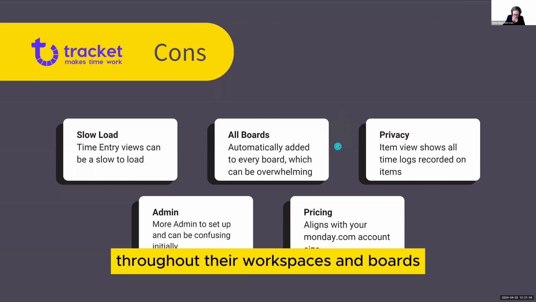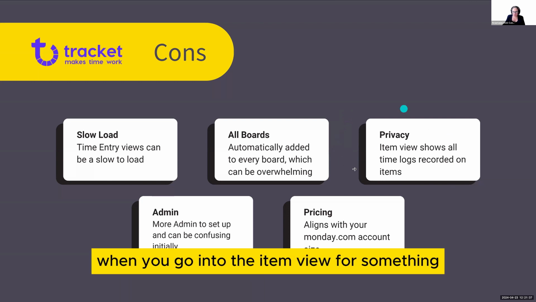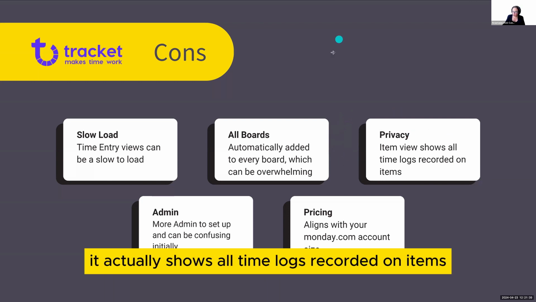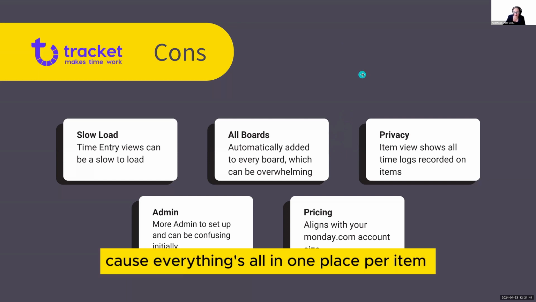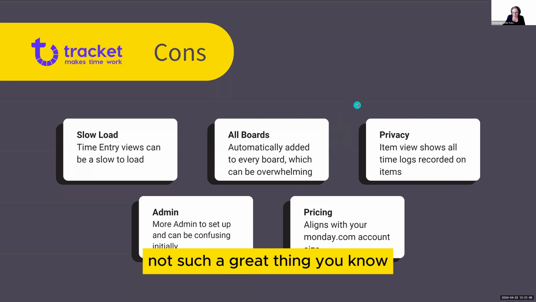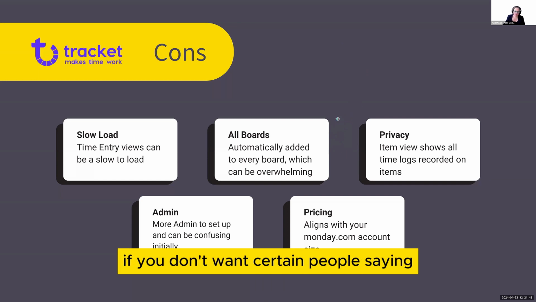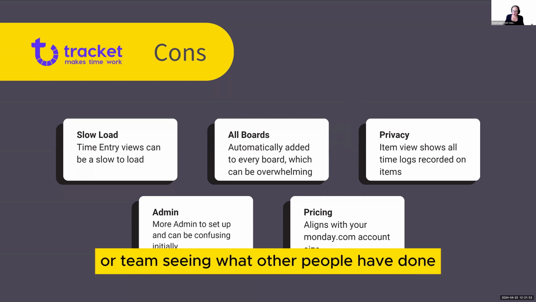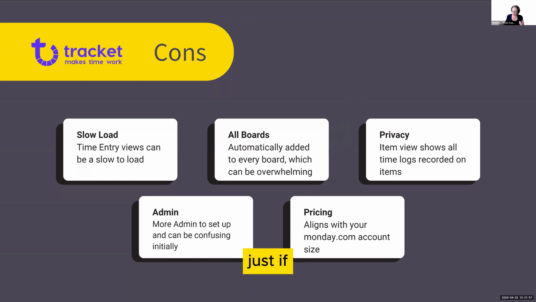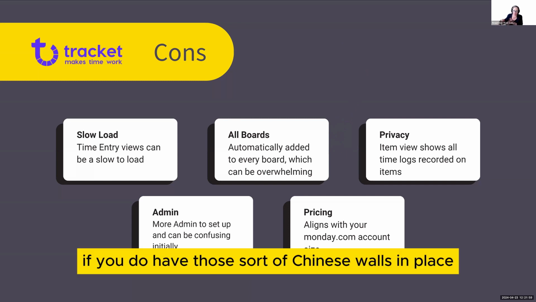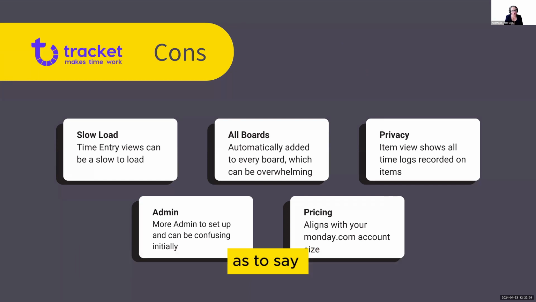When you go into the item view for something, it actually shows all time logs recorded on items. Now, that can be a good thing and a bad thing. It's a good thing because everything's all in one place per item. Not such a great thing if you don't want certain people seeing what other people have done, or teams seeing what other people have done. So there could be a little bit of a privacy issue there, if you do have those sort of Chinese walls in place, as it were.